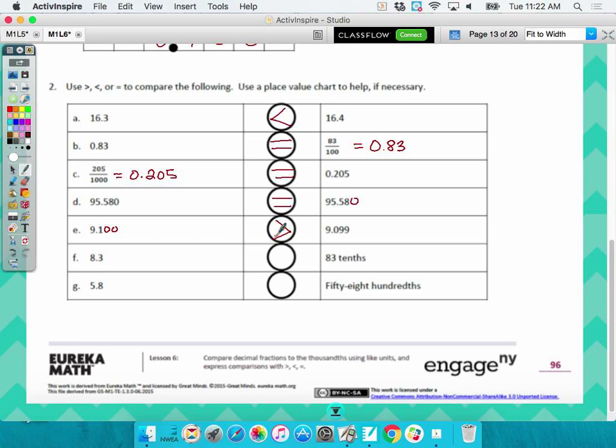Which one's larger? Okay. Now, did I tell you I watch these videos at night sometimes on YouTube? Did you know I do this?